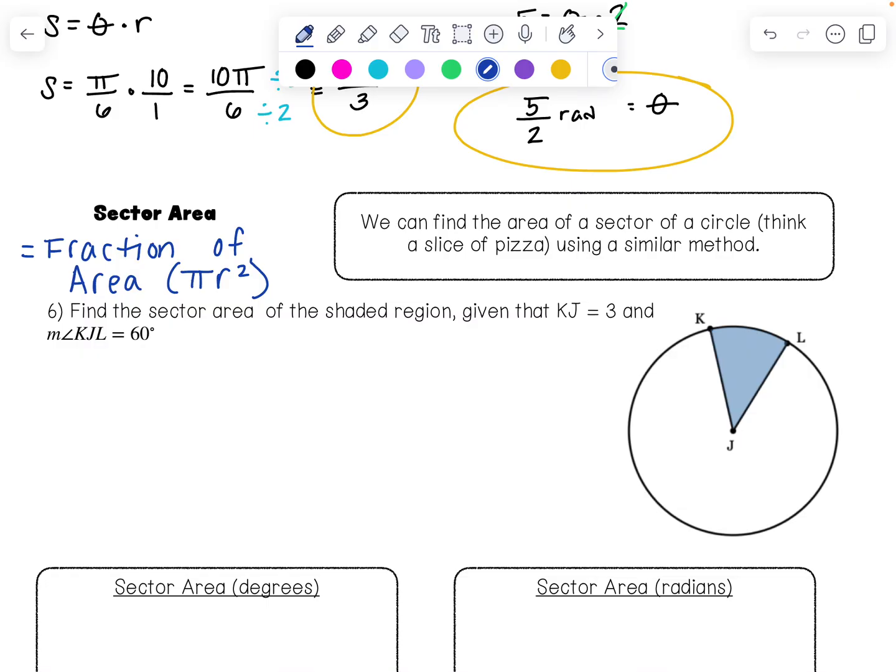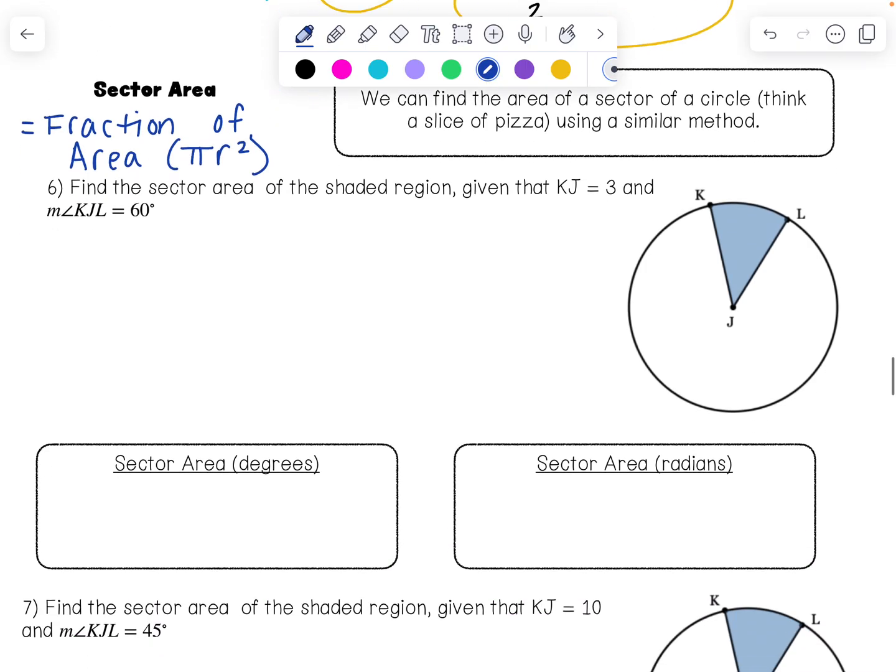So sector area is like finding how much pizza is in your slice of pizza, whereas arc length is how long is the crust along the edge of your slice of pizza. So for sector area, I like to use the abbreviation SA for sector area. So we're still going to set up the same fraction. So we've got theta over 360 for degrees, times pi r squared for the area formula of a circle.